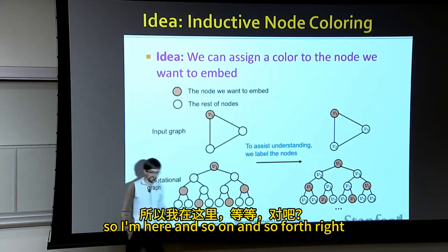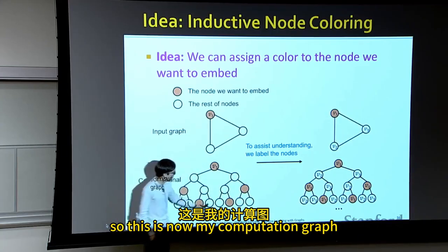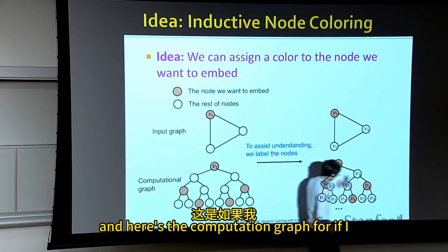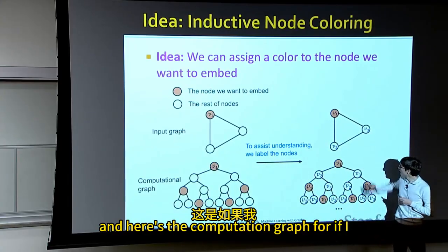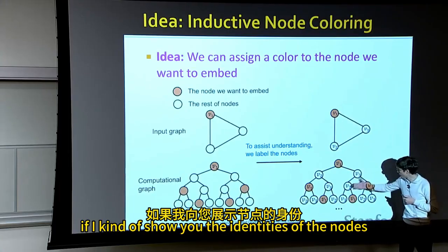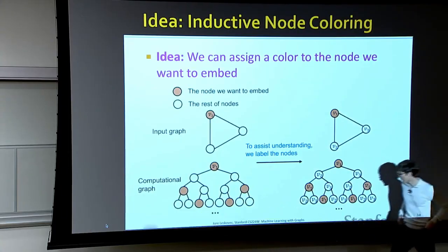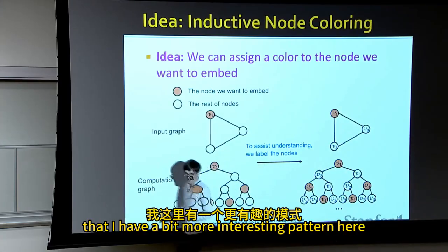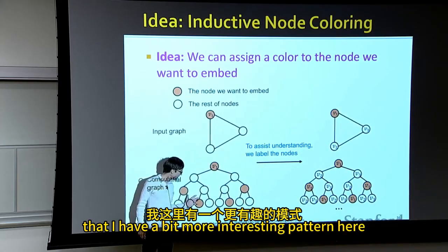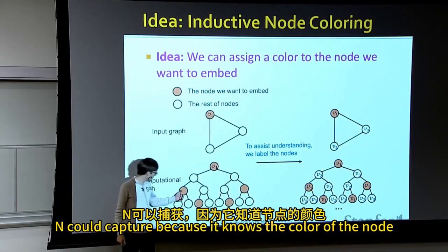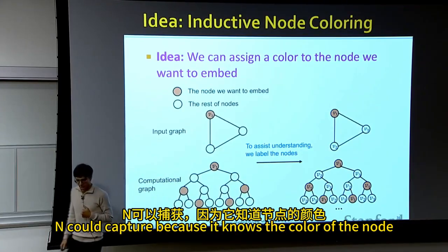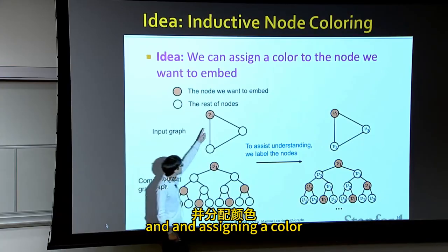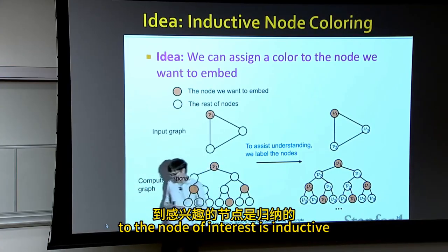So I'm here, and so on and so forth, right? So this is now my computation graph, and here's the computation graph if I show you the identities of the nodes, all right? But notice now that I have a bit more interesting pattern here that the GNN could capture because it knows the color of the node. And assigning a color to the node of interest is inductive.